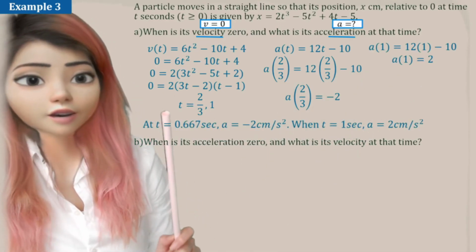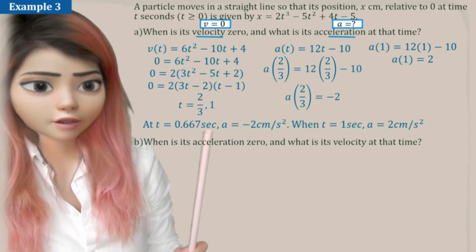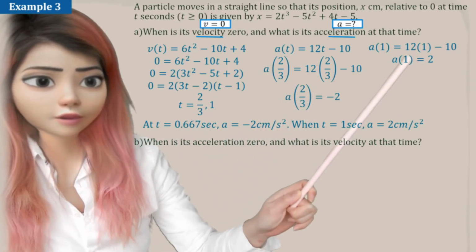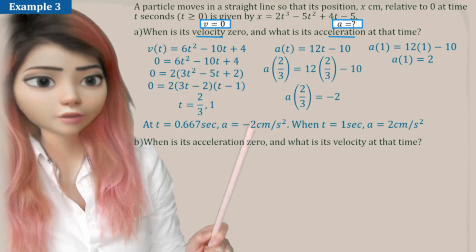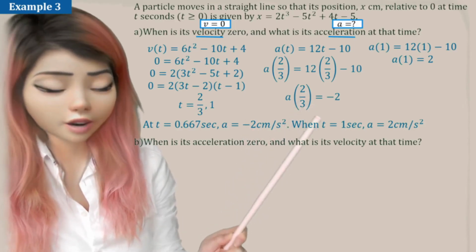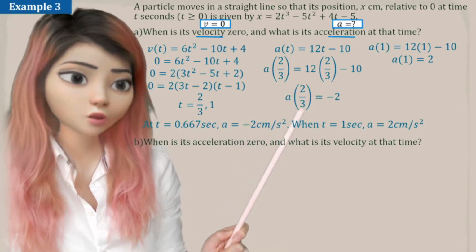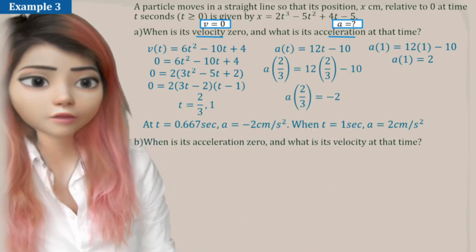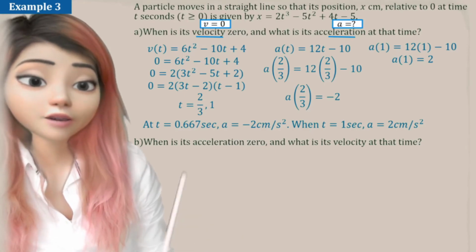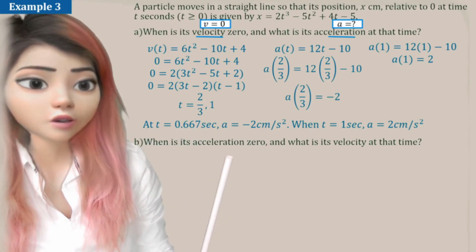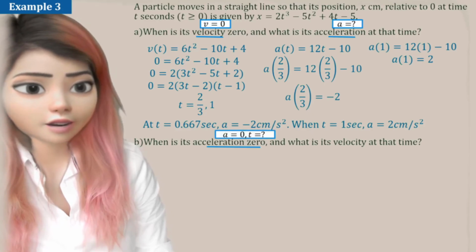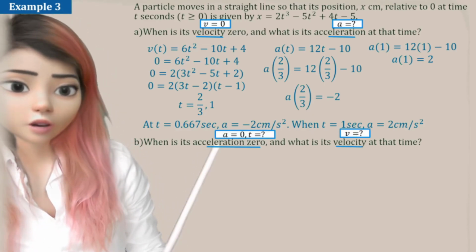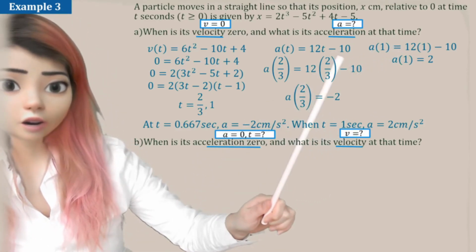So at t equals 0.667 seconds, acceleration is negative 2 centimeters per second squared, or you can say decelerating at 2 centimeters per second squared. And when t equals 1, we can see the acceleration is 2 centimeters per second squared. Part B, when is its acceleration 0, and what is its velocity at this time? So a equal to 0, so that equation there.